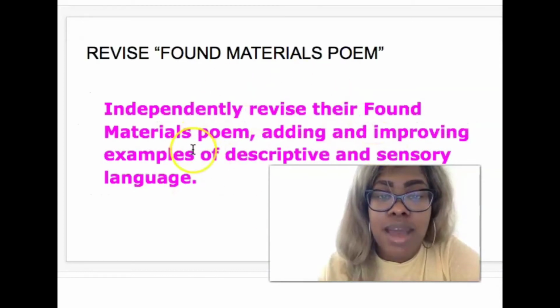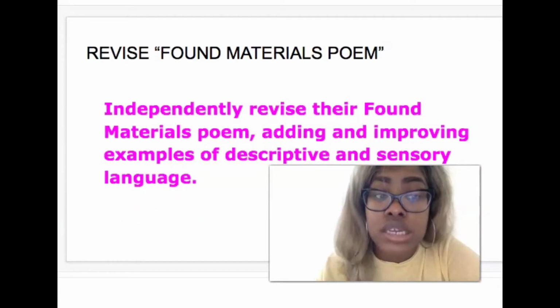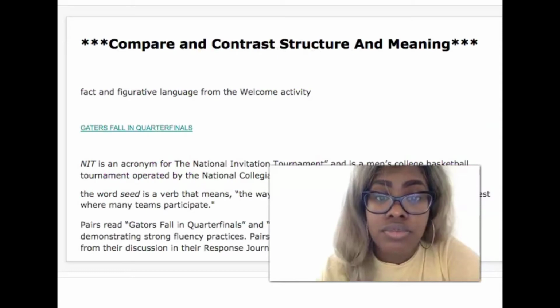So at this time, I would like for you guys to work on revising your found materials poem, independently adding and improving, and adding examples of descriptive and sensory language to create a better product. Now, let's look at something else.